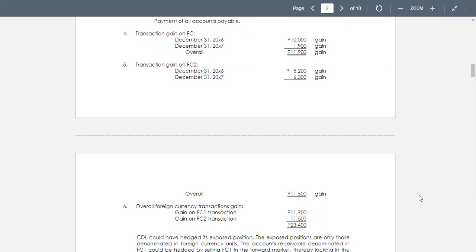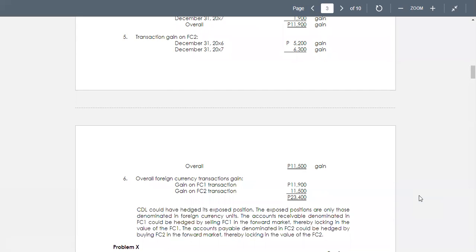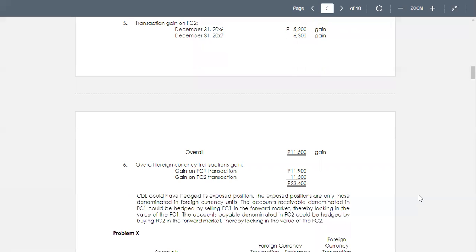The exposed position are only those denominated in foreign currency units. The accounts receivable denominated in FC1 could be hedged by selling FC1 in the forward market, thereby locking in the value of the FC1. The accounts payable denominated in FC2 could be hedged by buying FC2 in the forward market, thereby locking in the value of FC2.